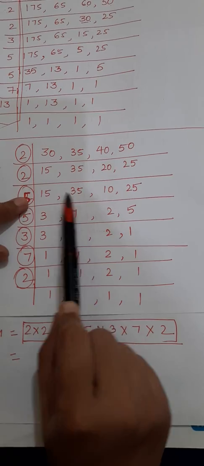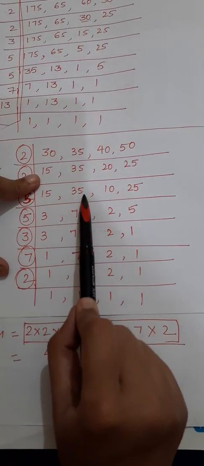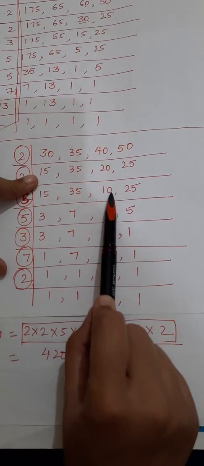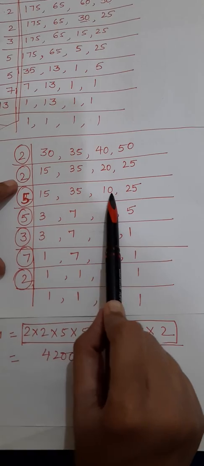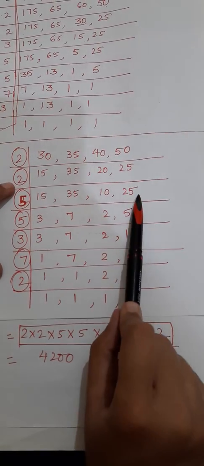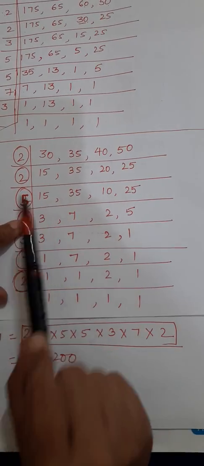Next step. Now let us see this row. For this row, 15 is as it is, 35 is as it is, 20 becomes 10. So that means this 20 we have divided by 2. That's why we have got 10. And then 25 will be as it is because 25 is not divisible by 2. Right?